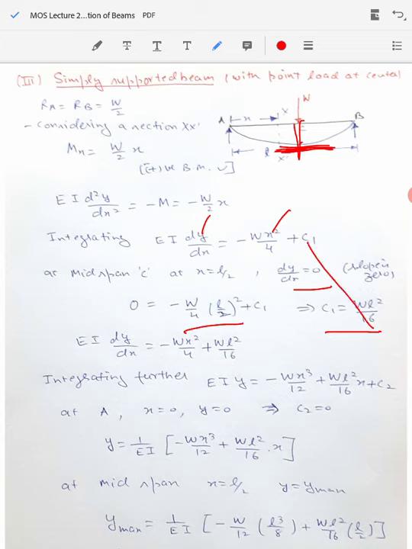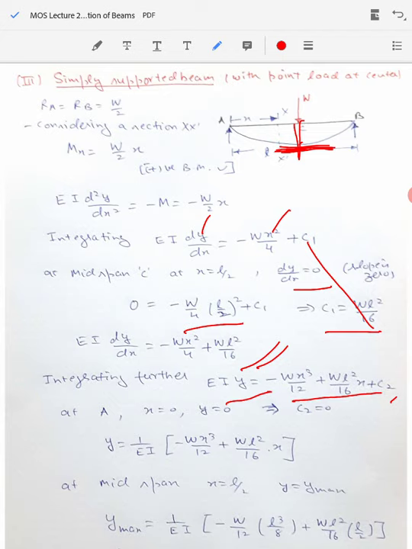You substitute it back in this equation and you can obtain this equation as shown here. EI dy by dx equal to minus W x square by 4 plus WL square by 16. We will integrate this equation further to obtain the deflection equation. So on the left hand side it will give us EIy. On the right hand side we will get this expression along with the constant of integration C2.